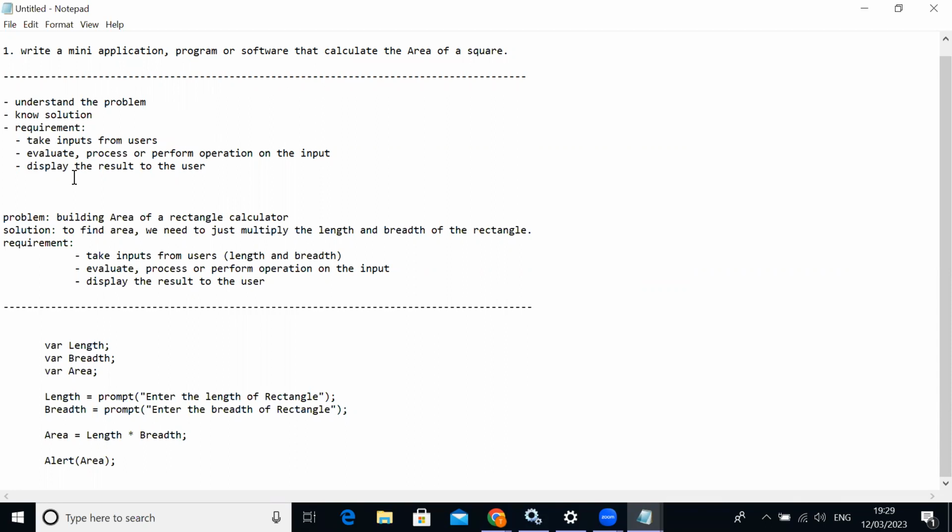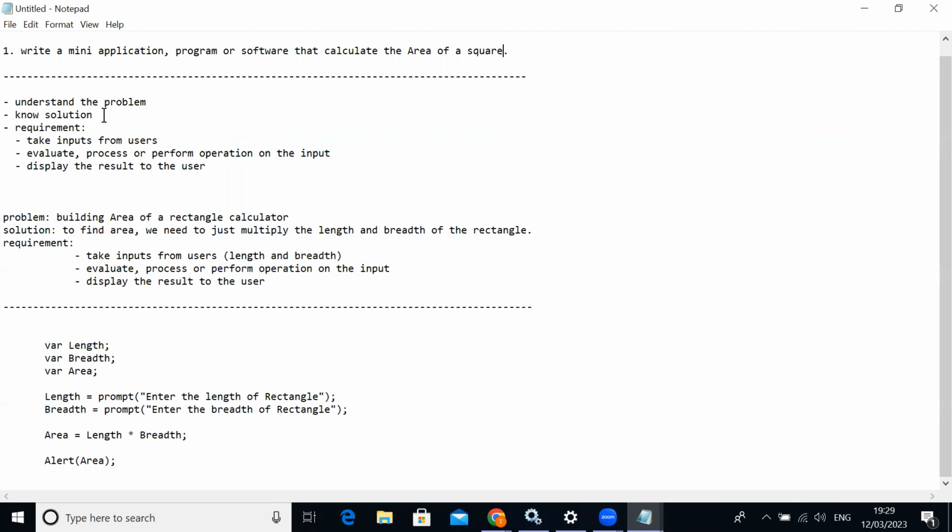We already learned that before you start writing a program, you need to go through a planning stage. First, you have to understand the problem. Take your time and understand the problem. Know what you are required to build. Know the problem you want to solve.